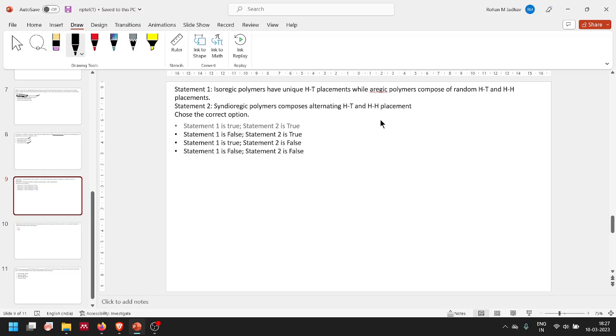Like either they can be on a single side, or the two head-tail placements can be on a single side and the others on the other side. Whereas atactic polymers have irregular arrangement, and random head-tail and head-head placements are there. Whereas syndiotactic polymers have alternating head-tail and head-head placements. So with that definition, statement one is true and statement two is also true, from the basic definition of isotactic, atactic and syndiotactic polymers.